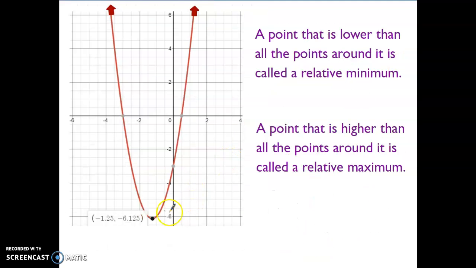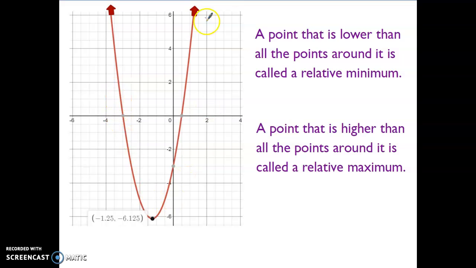Okay, a point that is lower than all of the points around it is called a relative minimum. So this particular graph has a relative minimum value. A point that is higher than all the points around it is called a relative maximum. This particular graph does not have a relative maximum. It's going on and on forever up in both directions, but at no point does it have a hump going this way. That would mean that it has a relative maximum. A valley tells me that it has a relative minimum. So here's your relative minimum value.